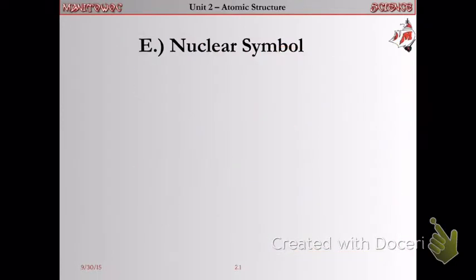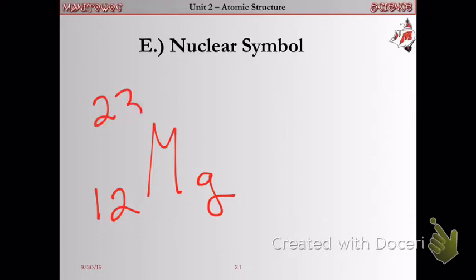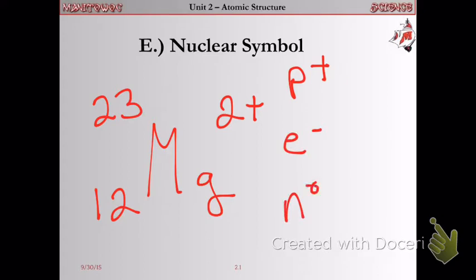So I'm going to give you one. Let's give you 23, 2 plus. I want you to pause the video right now and try to figure out how many protons, electrons, and neutrons there are in this one, and then I'm going to come back and give you the answers.